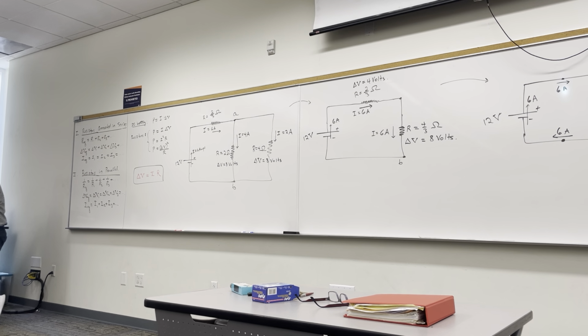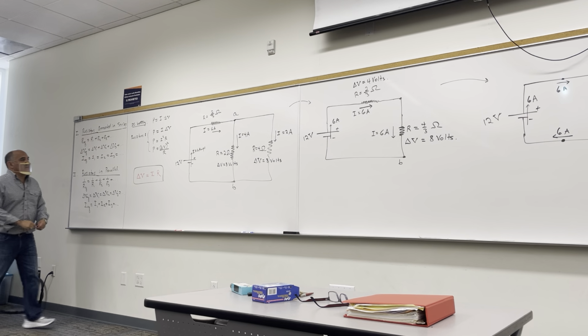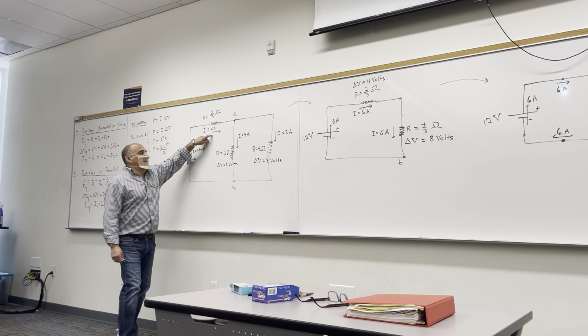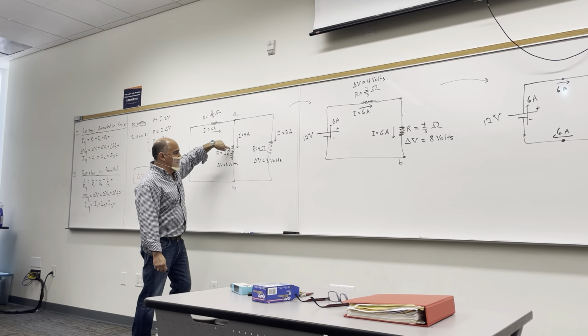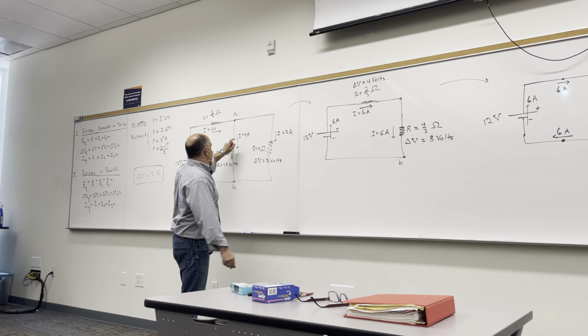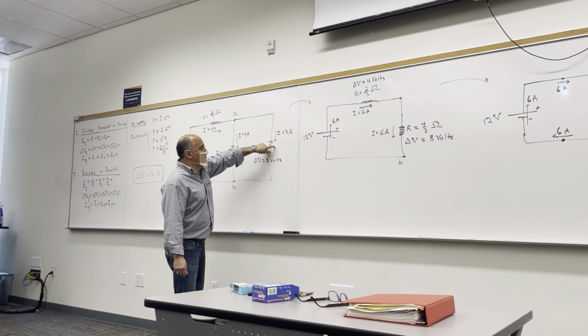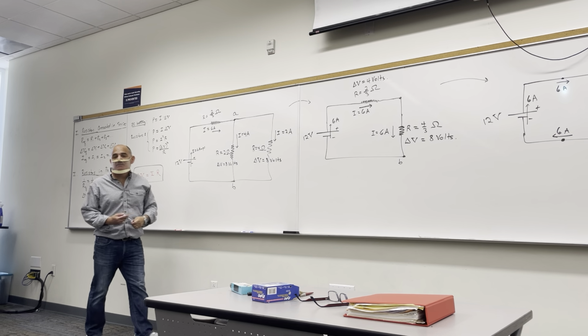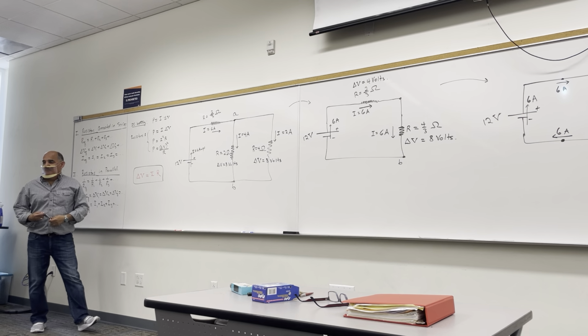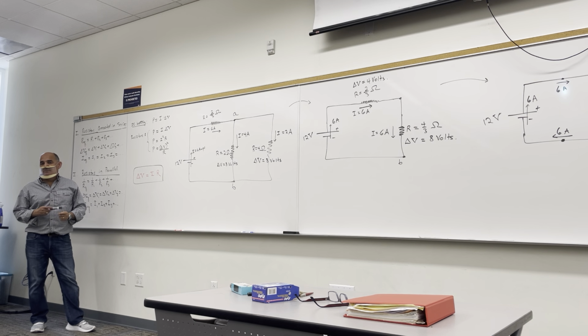The first question was calculate the current in each of the 3 resistors. So the current through this resistor is 6 amps, the current through this one is 4 amps, and the current through this one is 2 amps. That's the answer to the first question.